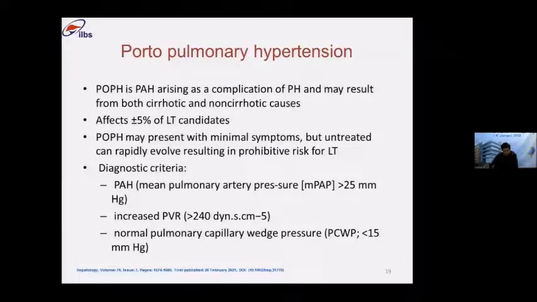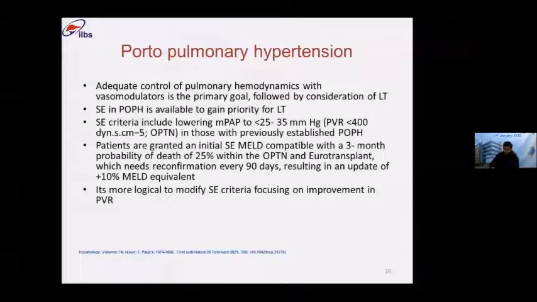portopulmonary hypertension are defined by the presence of PH, that is pulmonary arterial hypertension, mean pulmonary artery pressure of more than 25 mmHg, increased pulmonary vascular resistance, that is more than 250 dynes second centimeter raised to power -5, and normal pulmonary capillary wedge pressure, that is less than 15 mmHg. So in portopulmonary hypertension, the pre-transplant goals are to have adequate control of pulmonary hemodynamics with vasomodulators, followed by consideration for liver transplant. Again, standard exceptions in POPH are available to gain priority for liver transplant.